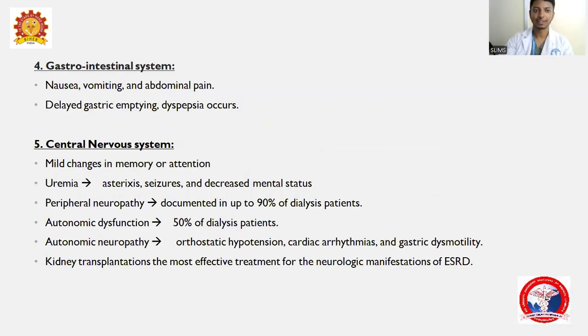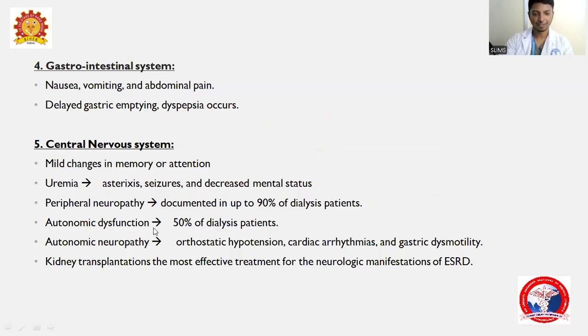In the gastrointestinal system, there can be nausea, vomiting, and abdominal pain. There can also be delayed gastric emptying and dyspepsia. CNS changes include mild changes in memory or attention. Uremia can lead to asterixis, seizures, and decreased mental status. There can also be associated peripheral neuropathy, which can be documented in up to 90% of dialysis patients.